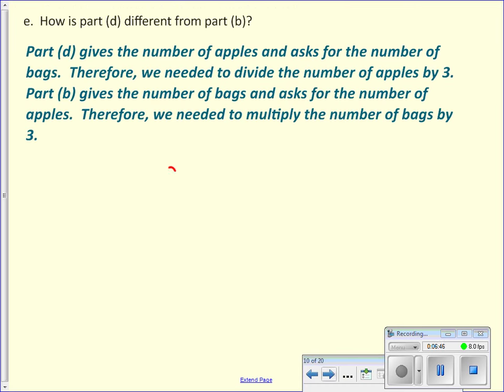Exactly. So when I went from apples to bags, I divided by 3. But when I went from bags to apples, I multiplied by 3. Which is what this is saying. Part D gives the number of apples and asks us for the number of bags. Therefore, we divided by 3. Part B gave us the number of bags and asked for the apples. Therefore, we needed to multiply the number of bags by 3. Okay, so there's that relationship between multiplication and division.